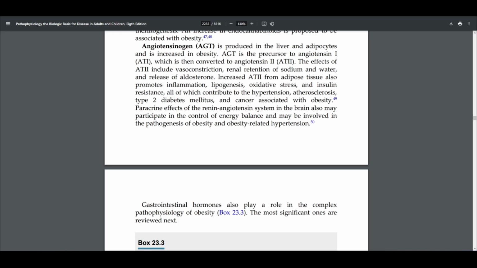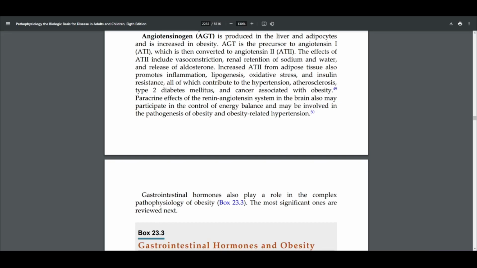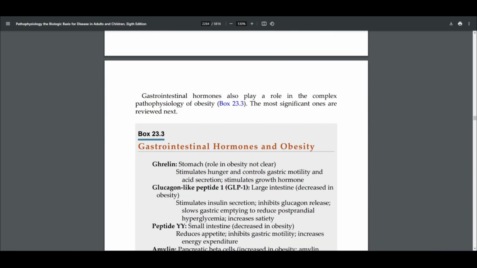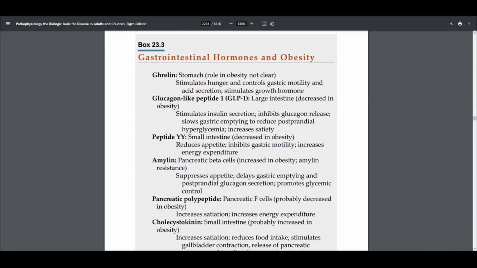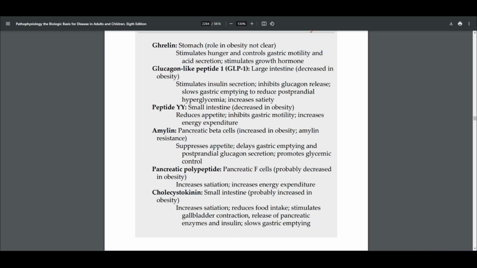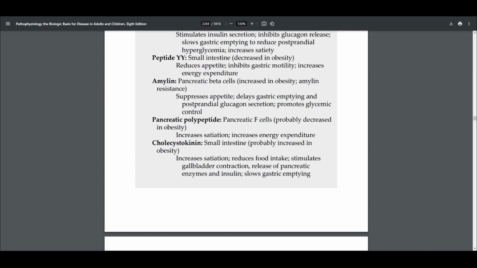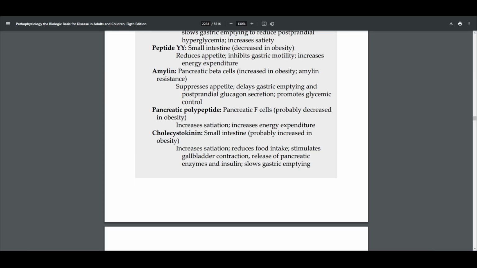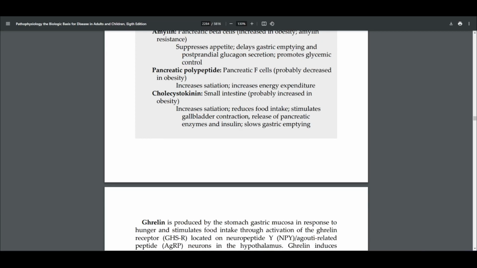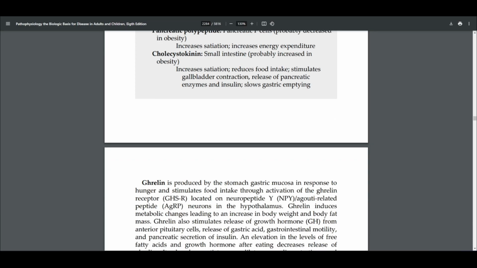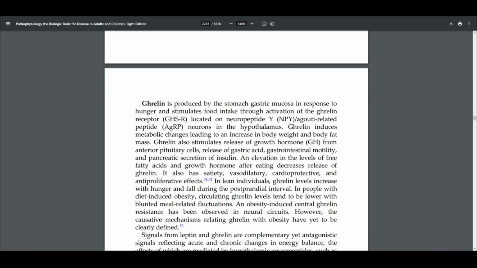Gastrointestinal hormones also play a role in the complex pathophysiology of obesity. The most significant are going to be reviewed here: ghrelin, glucagon-like peptide 1, peptide YY, amylin, pancreatic polypeptide, and cholecystokinin. So, talking about ghrelin.